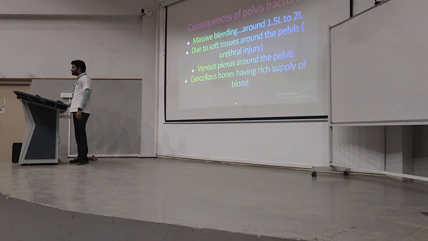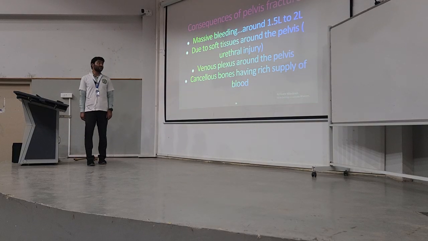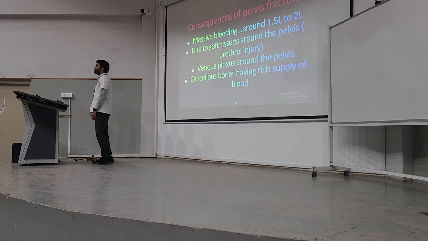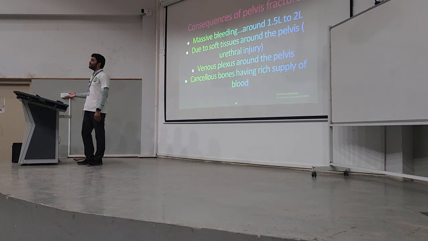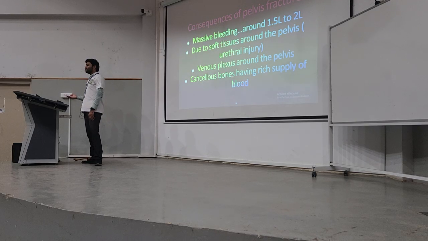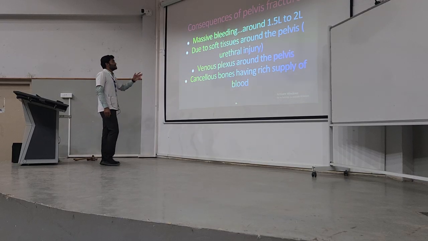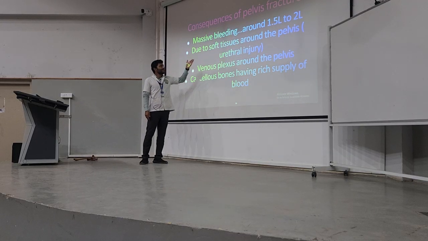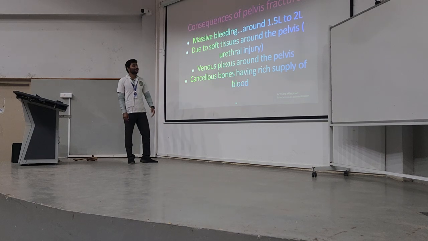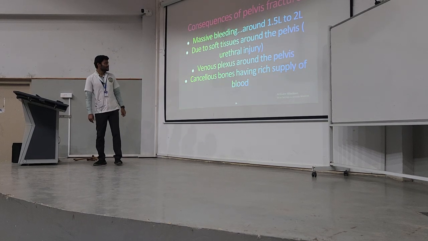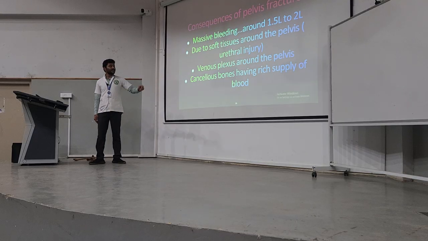So what could be the consequences of pelvis fracture? There could be massive bleeding, around 1.5 to 2 liters of blood. In a normal human body, there is on average 4 to 5 liters of blood. Imagine in a medical student, there must be even less volume of blood. So this bleeding could be due to soft tissues around the pelvis, mostly urethral injury, venous plexus around the pelvis, and cancellous bones which have a rich supply of blood.